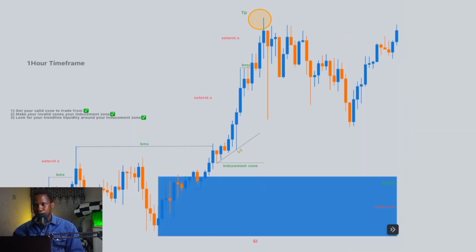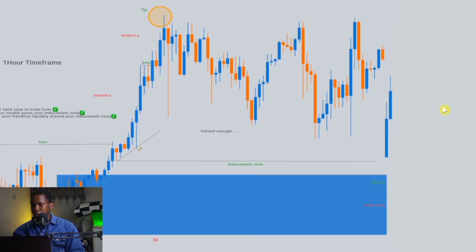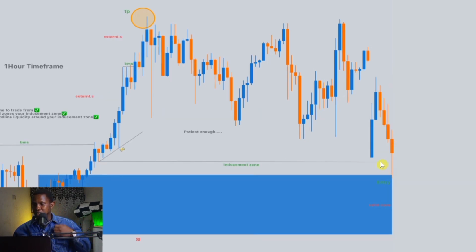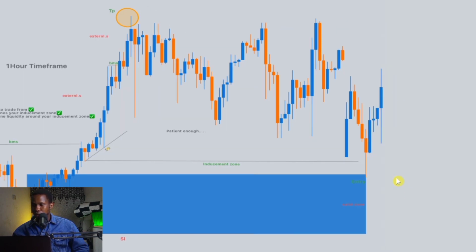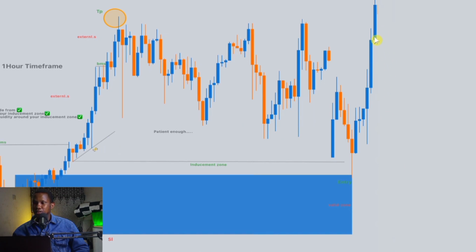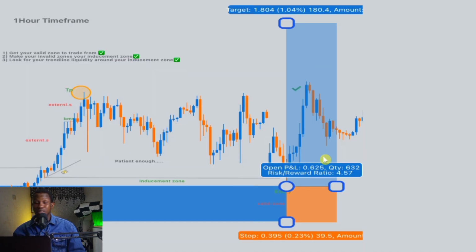Okay, seems as if we are going to the upside, but you have to be patient enough to wait for the market. Okay, we are coming down. Can you see the market just took out our inducement zone and tapped our entry level? Can you see? Fine, good. And can you see a full market movement to the upside? That is a 1:4.5 risk to reward ratio, guys.